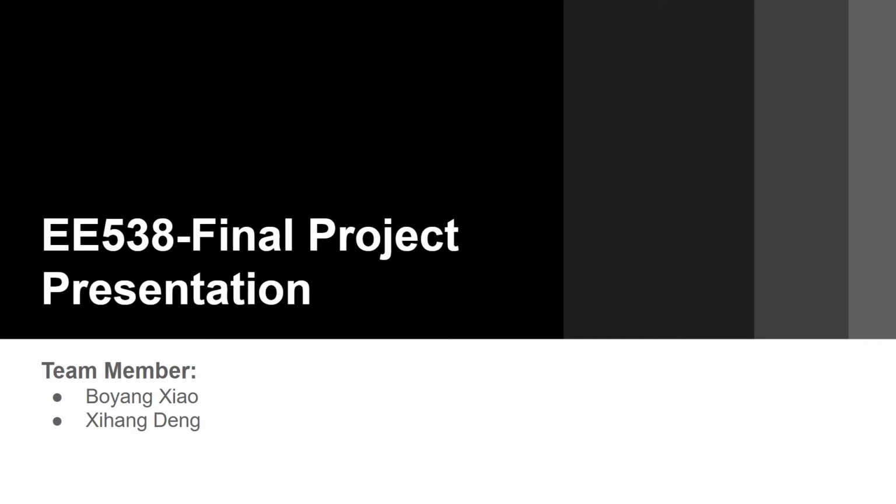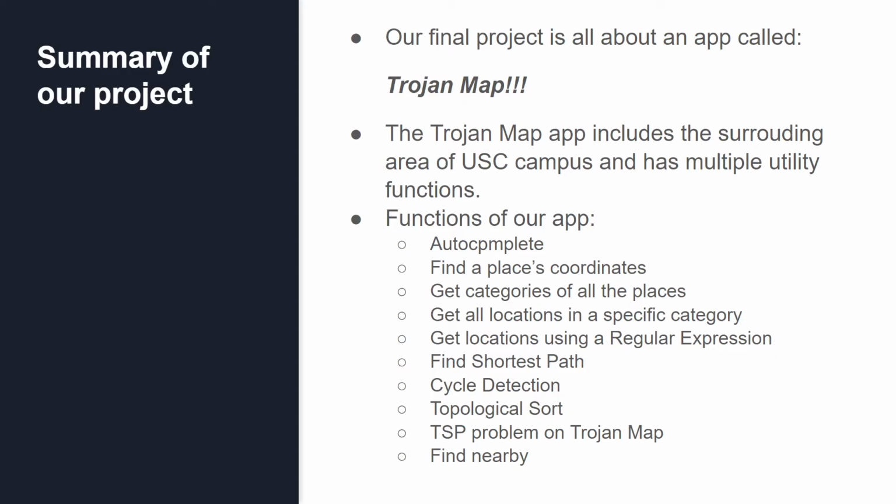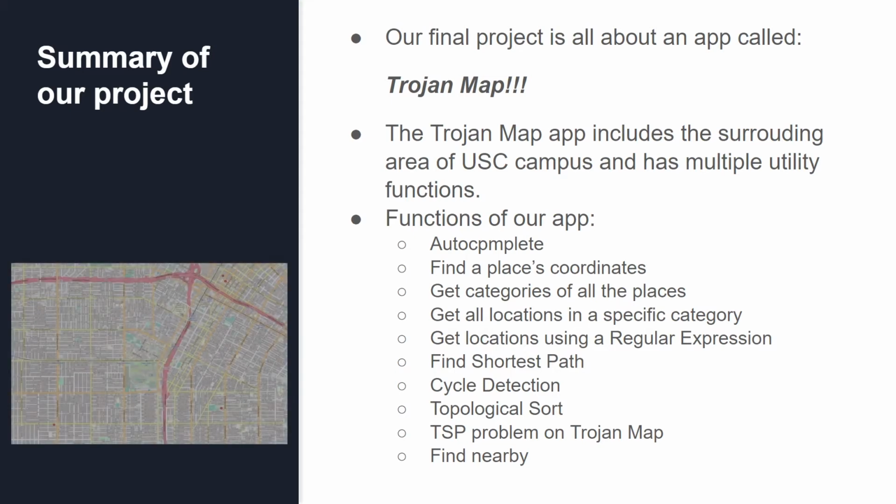Hi everyone, I am Boyang, and I'm gonna introduce our project first. Our final project is all about a map app called Trojan Map. Our map app includes the surrounding area of USC campus and has multiple utility functions, such as the shortest path, cycle detection, and TSP problem, and so on. And we are gonna introduce our functions one by one in the next part.